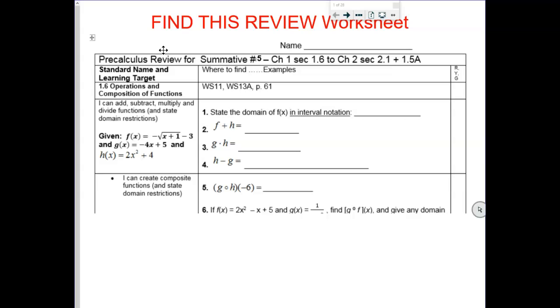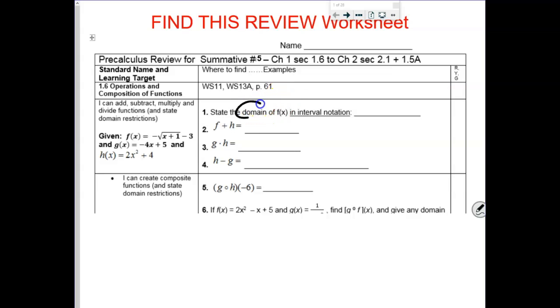All right, so technically we already went over this: F plus G, G times H, H minus G. Just be careful. The most common mistake I saw last year was kids pulling the wrong function, like for G times H, they were multiplying F times G, which is not right. So just be careful you have the right function.